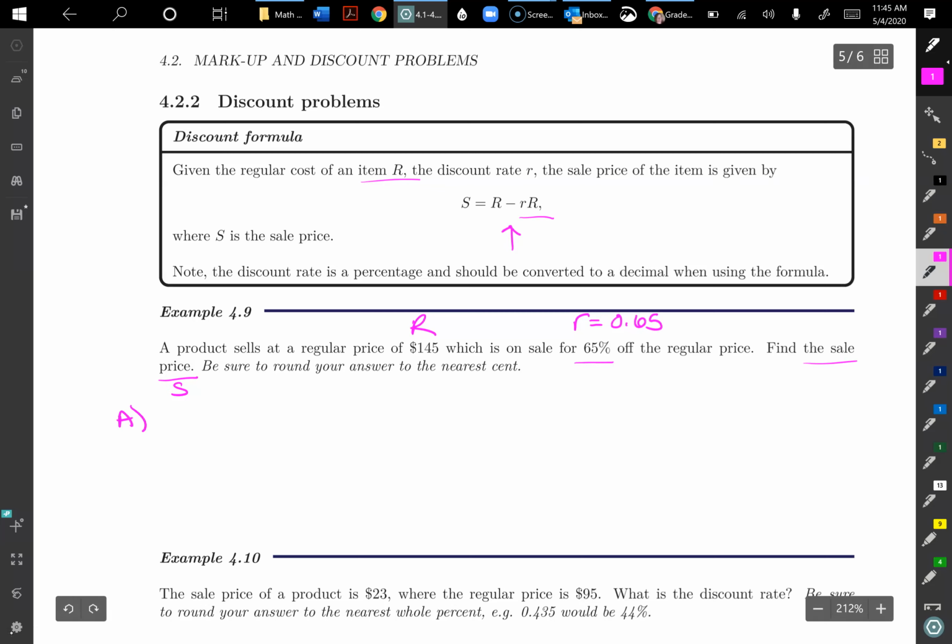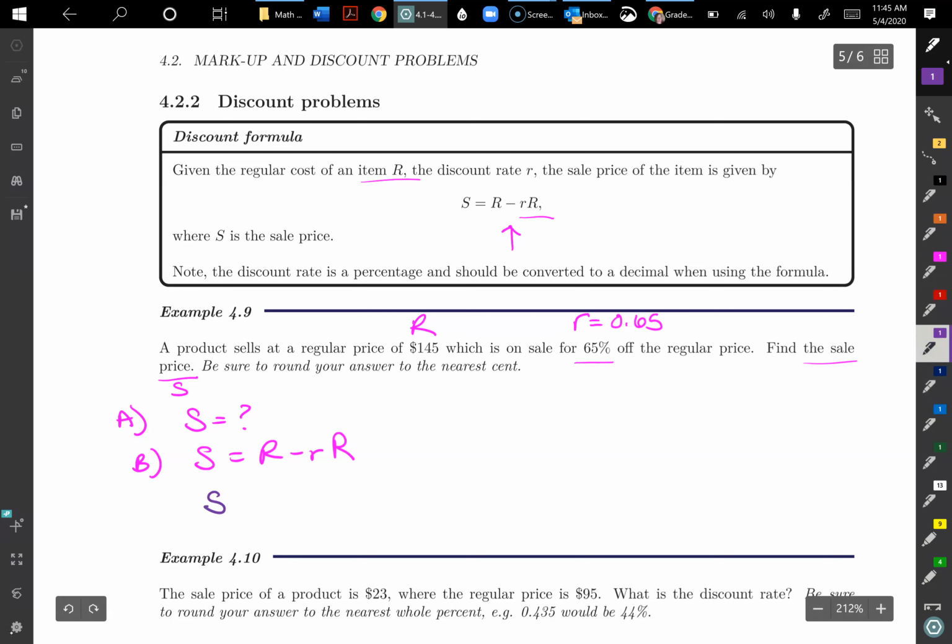So part A is S equals question mark, right? Same kind of thing as the sale price. B, we're going to write our formula that we're using. S equals R minus little r, capital R. These are case sensitive, so be careful of that. And then I'm going to go ahead and plug in the values.